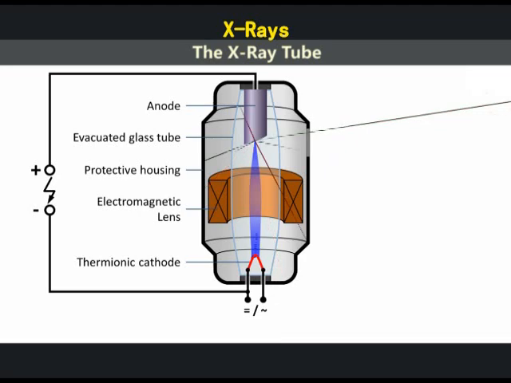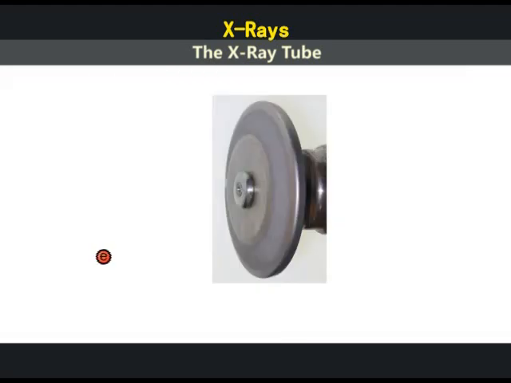It is important to note that when the accelerating electrons hit the target, 99.5% of their kinetic energy is converted to heat. And that means only 0.5% is converted to X-rays. Heat dissipation is the greatest challenge in the design of an X-ray tube.